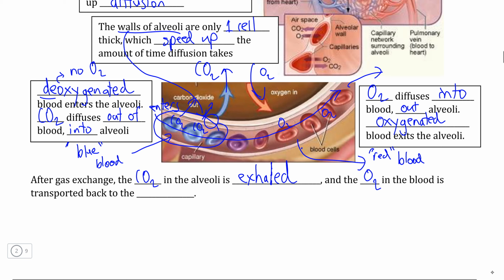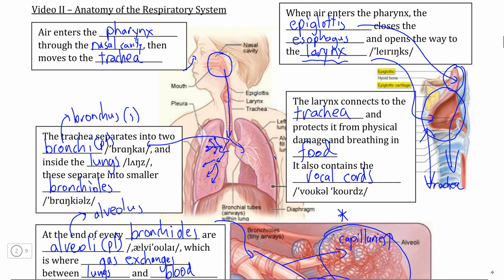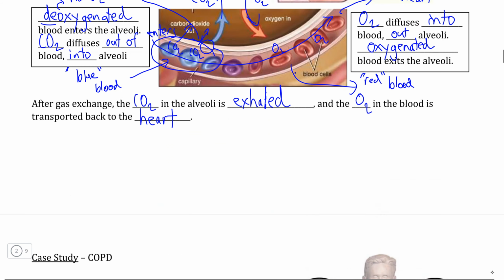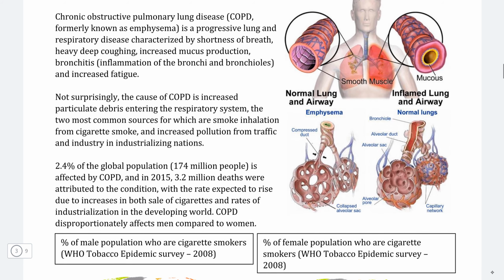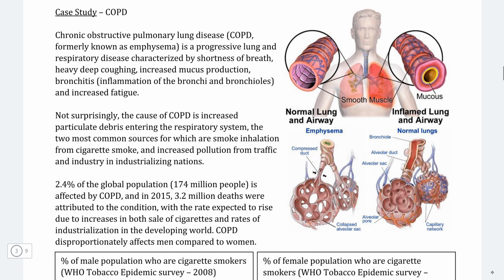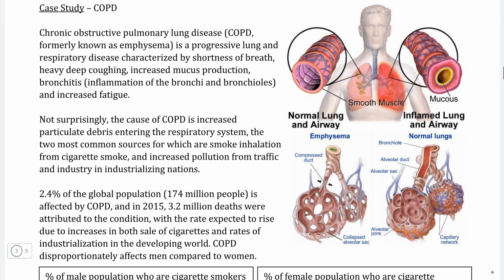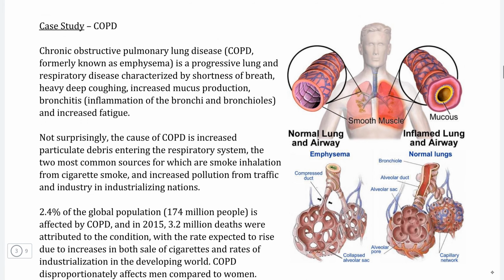This concludes our overview of all of the major structures of the respiratory system. Before you move on to the next series of videos that looks at the mechanism of breathing and how the lungs actually work, take a look at the practice problems below, starting with a case study on chronic obstructive pulmonary lung disease, which looks at what happens to your respiratory system, specifically your alveoli, when they suffer damage, and see if you can answer the questions below about how your breathing and gas exchange would be negatively impacted if the structures of your respiratory system were to take damage.